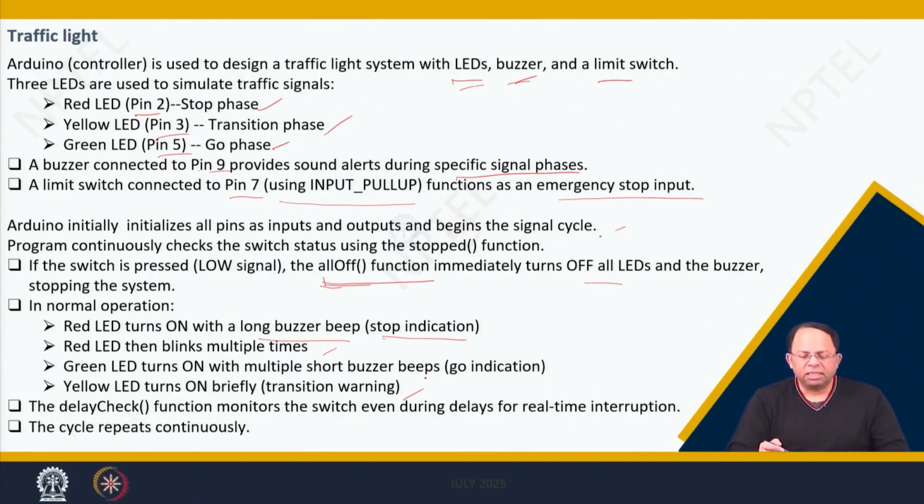There is a function you will see in the code which is delay check, which monitors the switch even during delays for real-time interruption. That means if somebody presses it, immediately that function will make sure that everything is stopped, right? So I have to write code below that function to check if the switch is pressed, and if it is pressed, it is turned off. So this overall thing will continuously repeat.